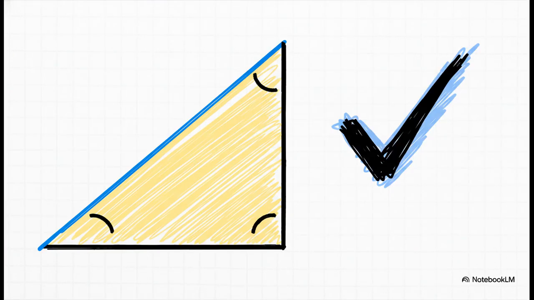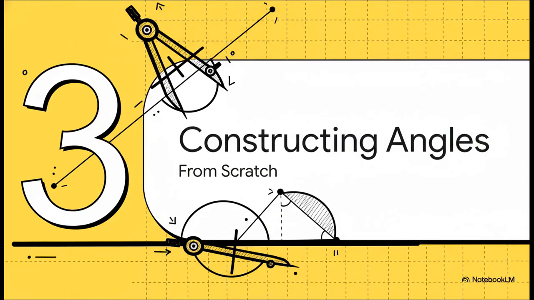So with these two tools in our kit, copying and bisecting, we're now ready to level up. We can stop just manipulating existing angles and actually start creating them from scratch. Okay, this is where the fun really starts. We're going to take our new toolkit and construct some of the most famous and useful angles in all of geometry. And we're going to do it starting with nothing more than a single straight line.